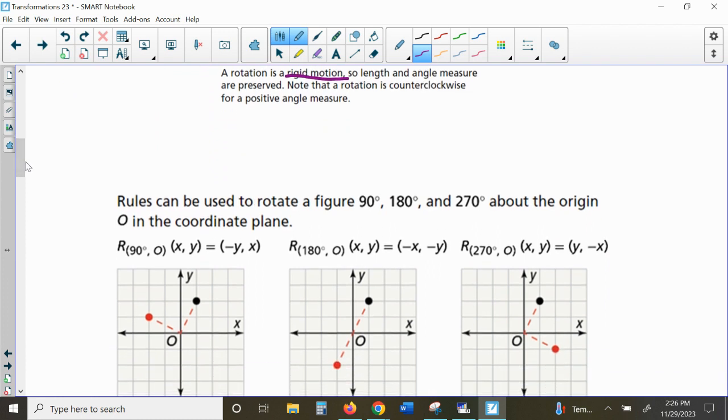Actually, we should underline this right here because remember, note that the rotation is counterclockwise. I said it, but make sure you do underline. It's going to be counterclockwise if they don't tell you which direction to go. So if they don't say clockwise or counterclockwise, then go counterclockwise.